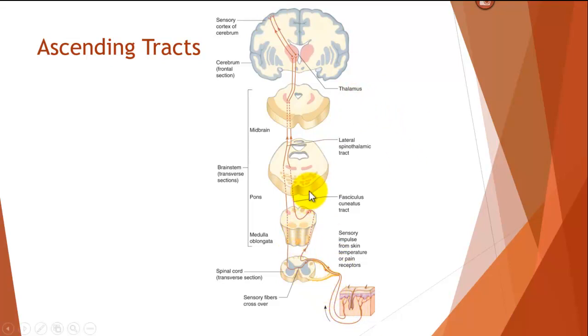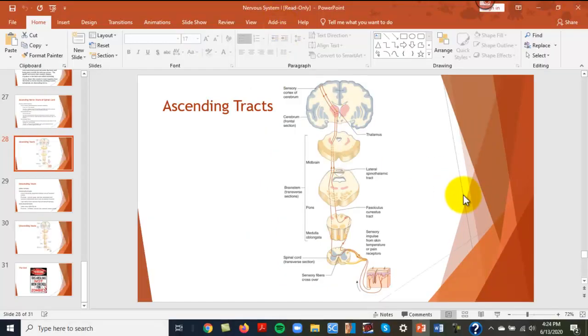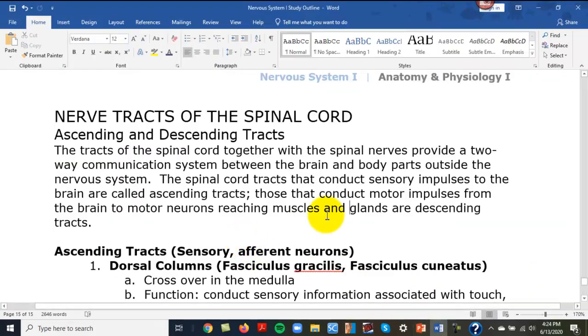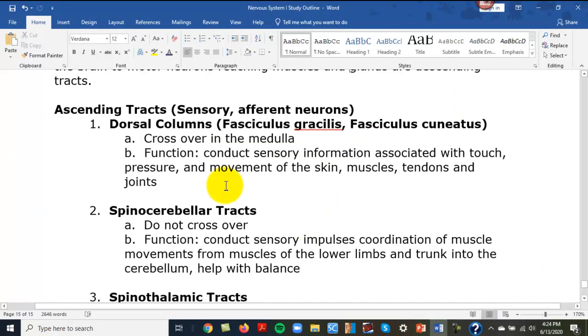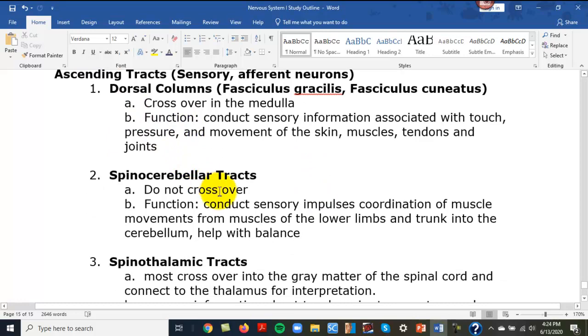So it goes up the spinal cord, into the brain, through this area called the thalamus, and then see it's reaching there to be processed as whatever that stimulus is: temperature, touch, pressure, pain. Those are ascending tracts. Okay, there are different names for these.